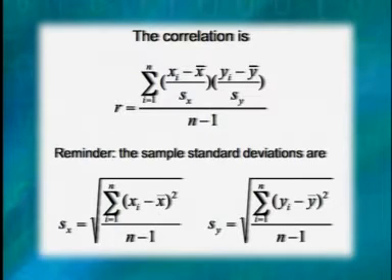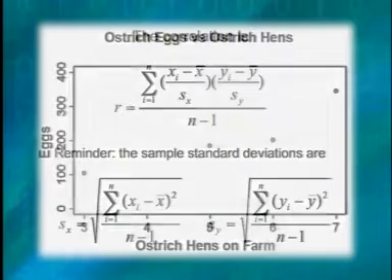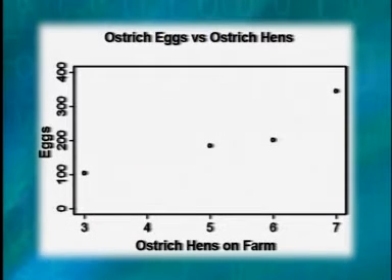Now, let's do a specific example so that we can measure what kind of number this correlation gives us. So let me do an example. In this case, our example has four points to it. Here they are. And these are ostrich eggs versus ostrich hens in an ostrich farm. You see four ostrich farms.